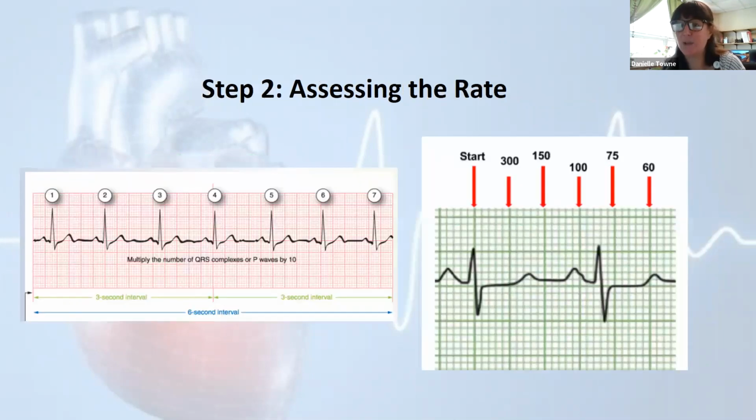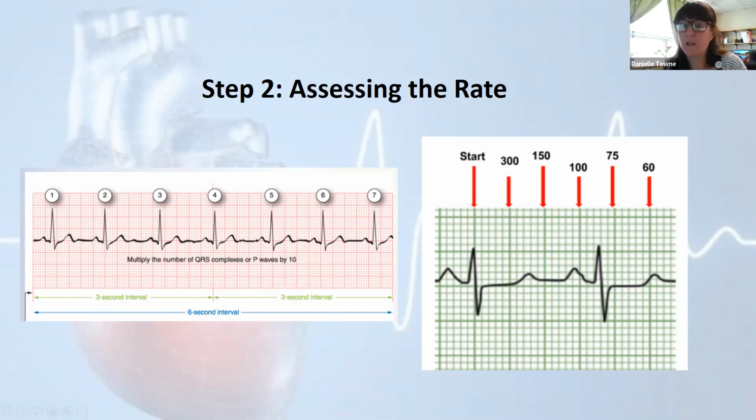Step 2, assessing the rate. There are several ways to manually calculate rates. The first method, and arguably the easiest, but not always the most accurate, is to take a 6-second strip and count how many QRS complexes you see. Multiply that number by 10 to get a rough estimate of the heart rate. And that's what you see with this image on the left.